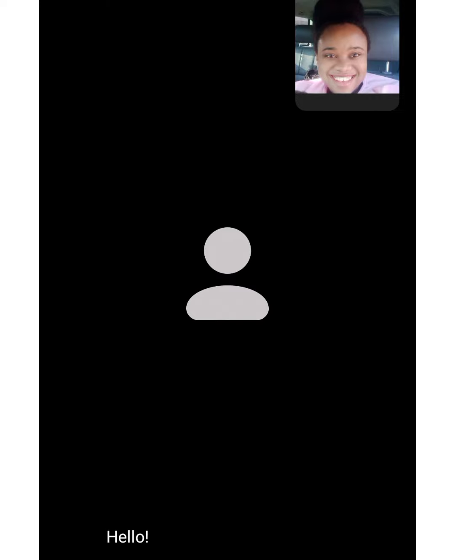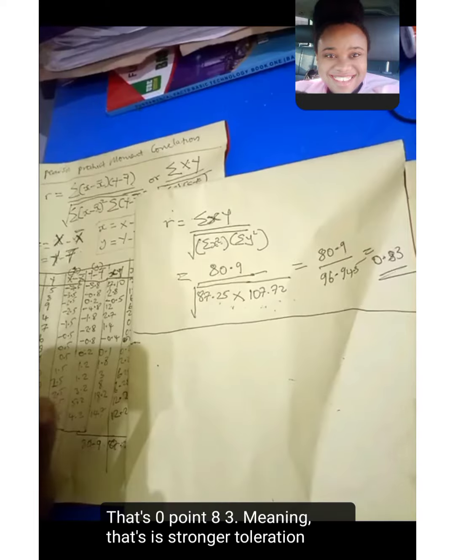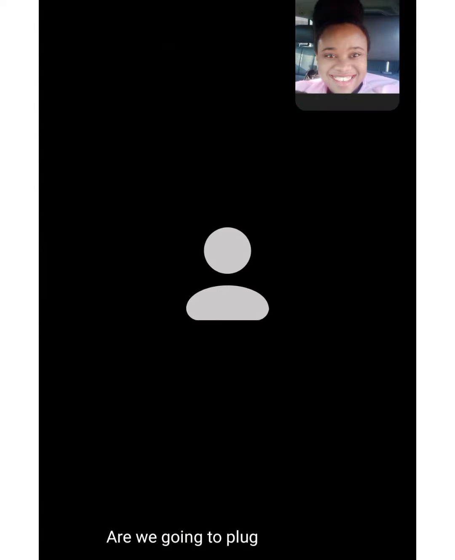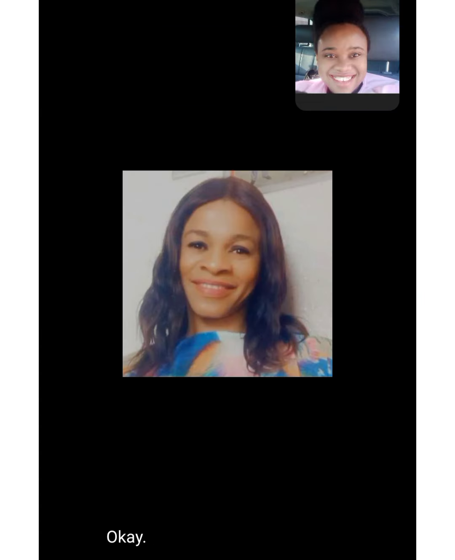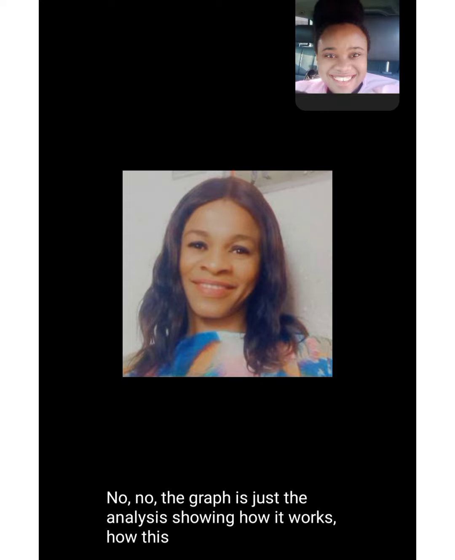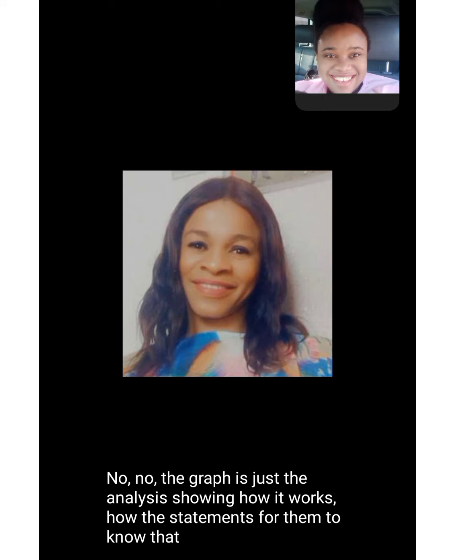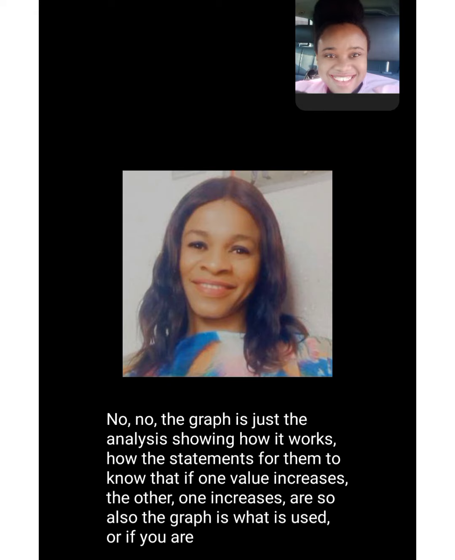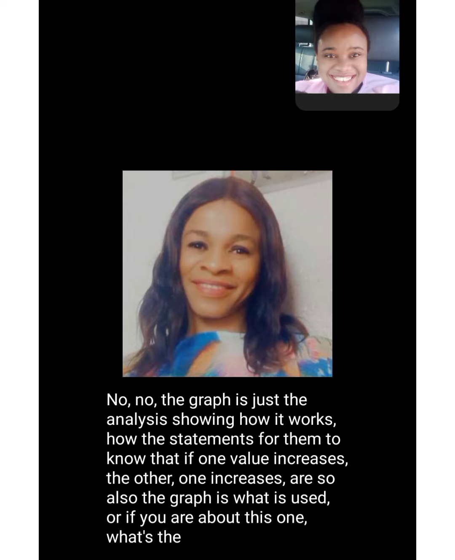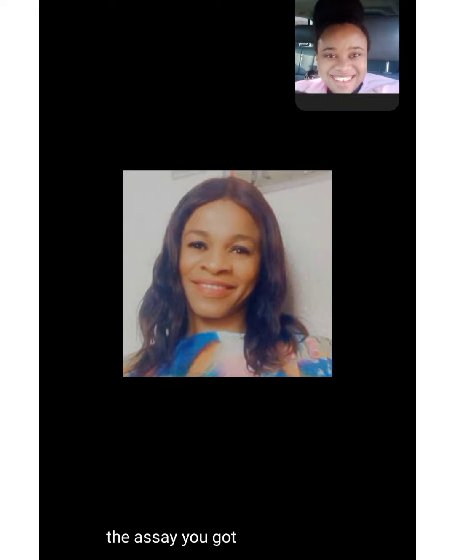Are we going to plot the graph to show positive correlation? No. The graph is just an illustration showing how it works, for them to know that if one value increases, the other one increases, and so on. For this one, you are just calculating, so you already know the implication of the answer you got. But if you want to, I don't know whether there will be time in the exam.